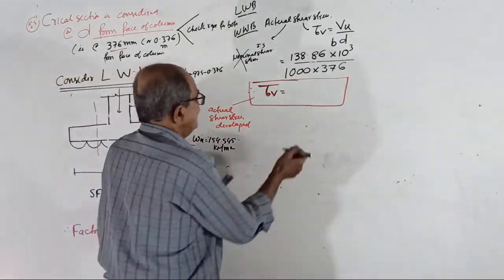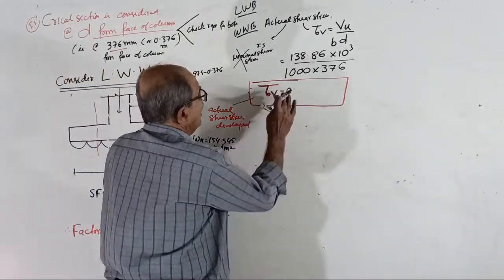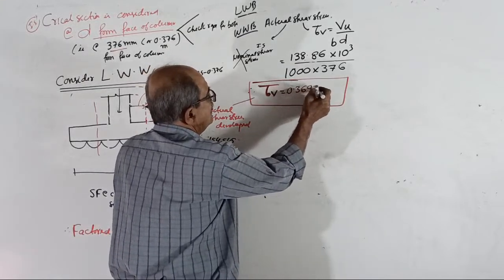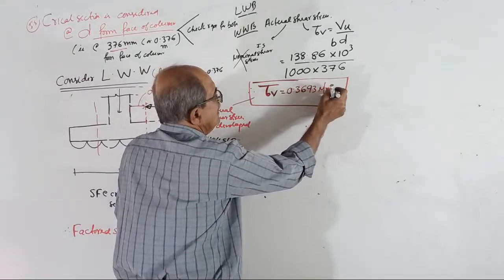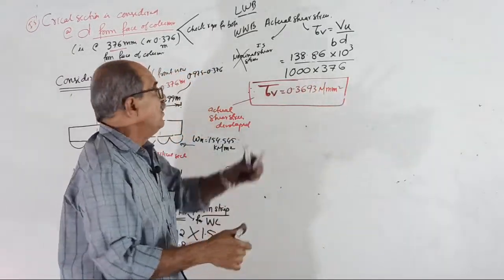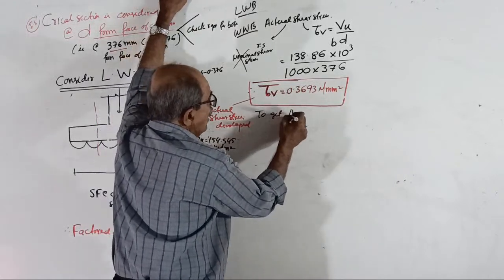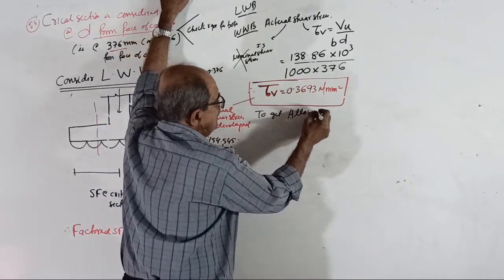0.3693. Danger is needed, so I will put a color. 0.3693 Newton per mm square is the actual stress developed. Now you need to get the allowed stress, the allowed shear stress.